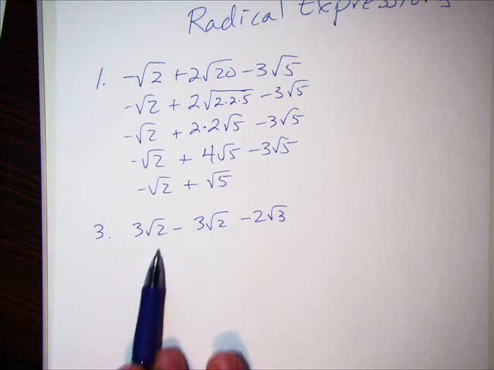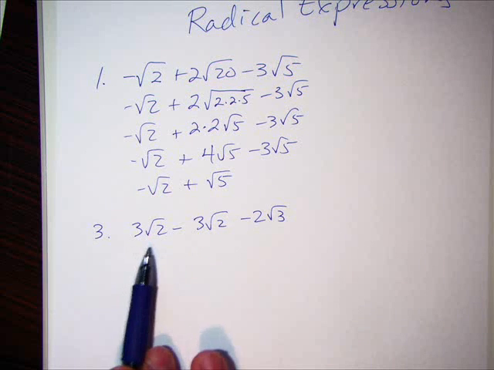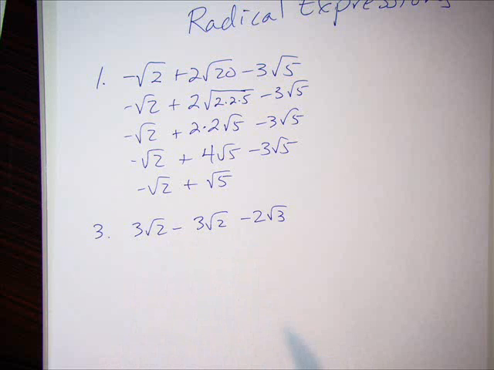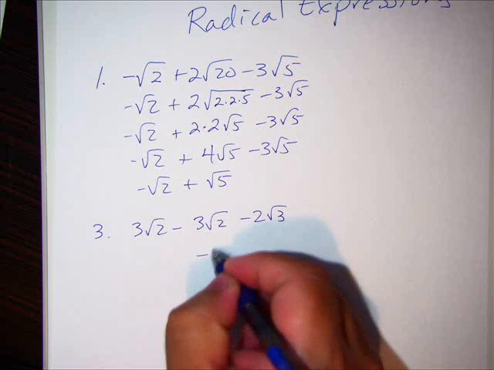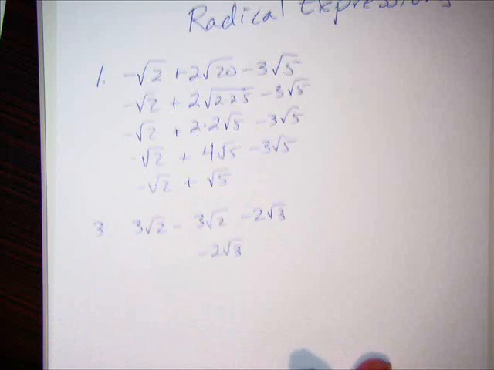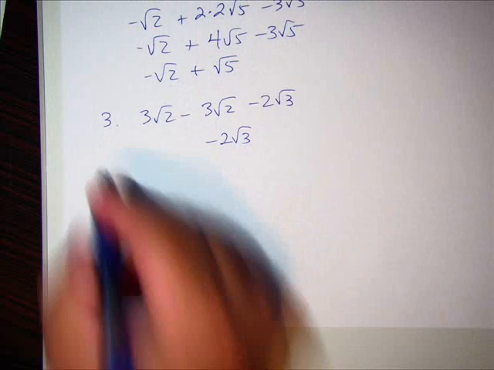Well, here, we don't need to simplify anything. All we're going to do is combine like terms. 3 root 2 minus 3 root 2 is 0, which we're not going to bother to write. Final answer, negative 2 root 3. Maybe that was too easy. Hopefully 1 was enough. Alright, number 5.